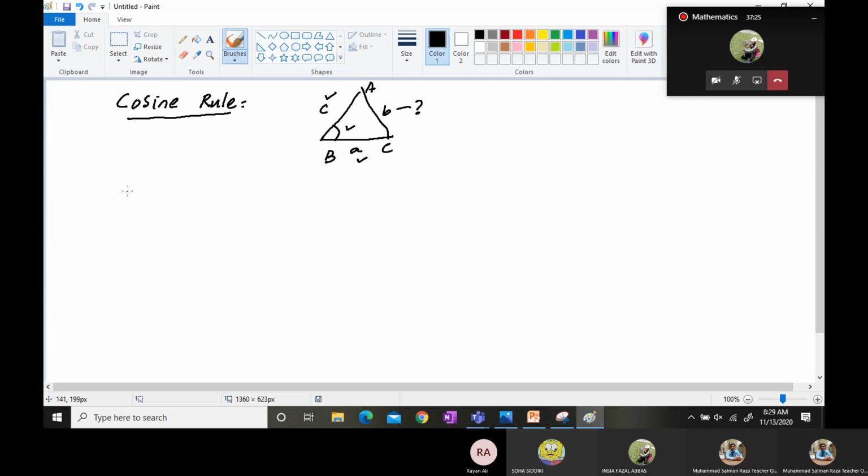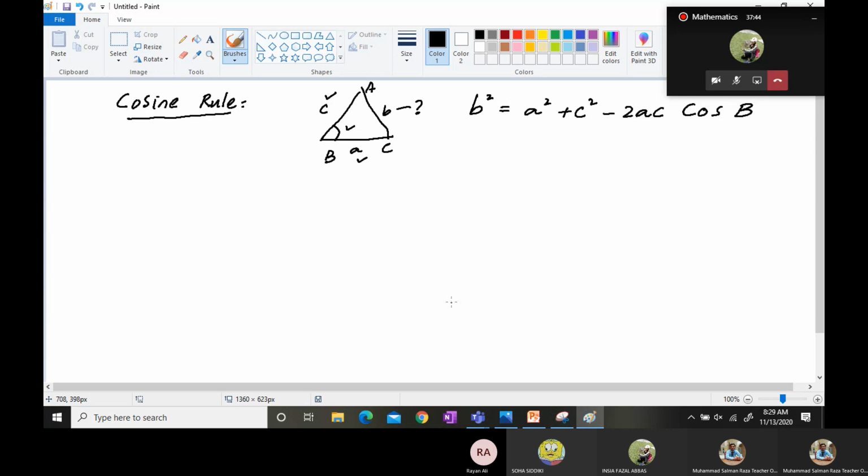So we are going to apply the cosine rule over here, which says if you need to find out B, make it B square and write it as B square is equal to A square plus C square minus 2AC cos B.